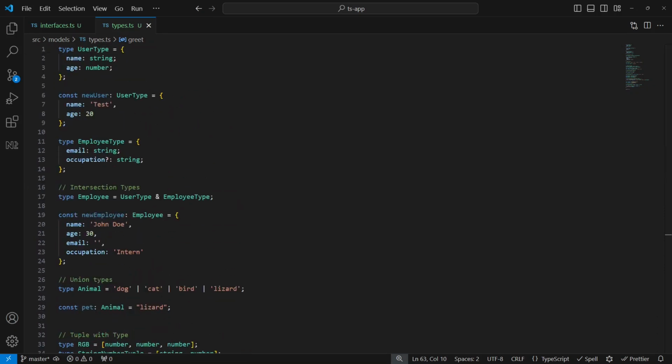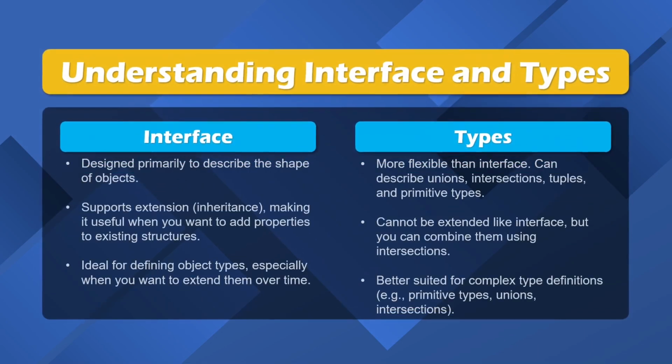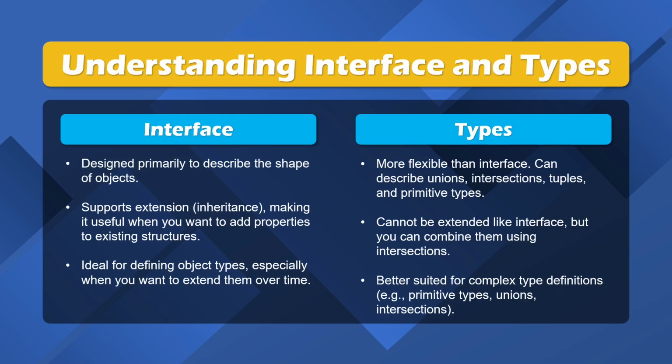Now let's go back to the summary and understand when do we need interfaces versus types, and what are they? So now with the last example, we can summarize interfaces and types. Interfaces are designed primarily to describe the shape of objects. Interfaces support extension. As we saw, Employee extends Person, making it useful when you want to add properties to existing structures. And interfaces are also ideal for defining object types, specifically when you want to extend them over time.